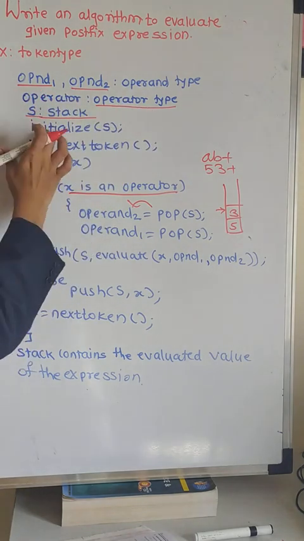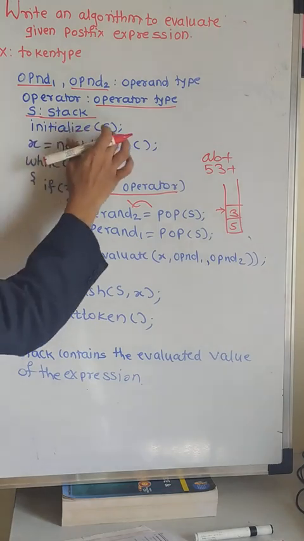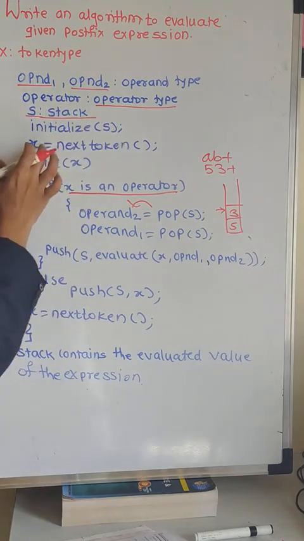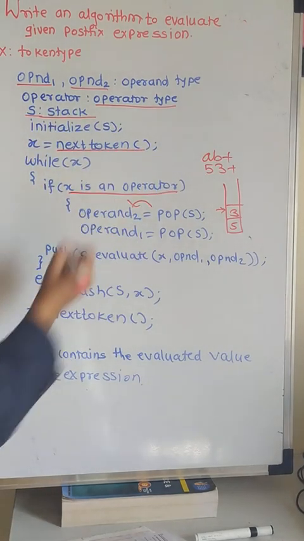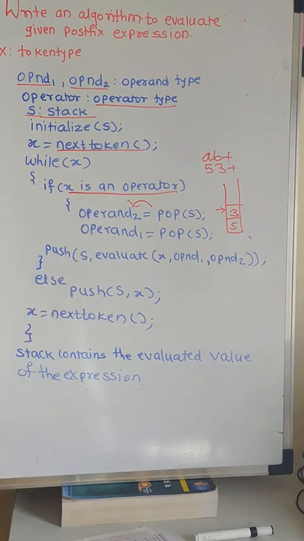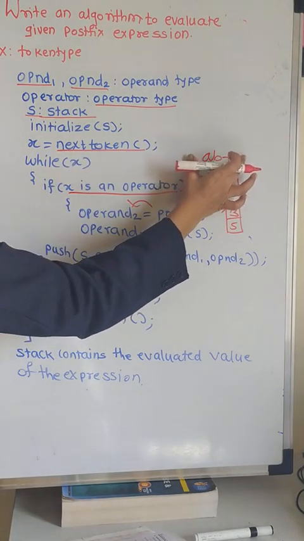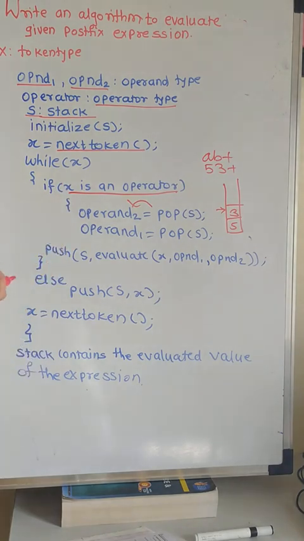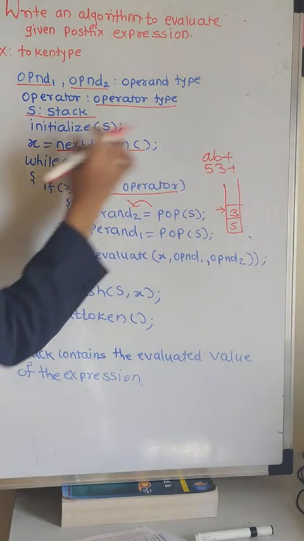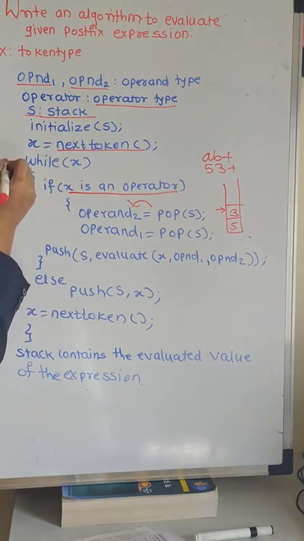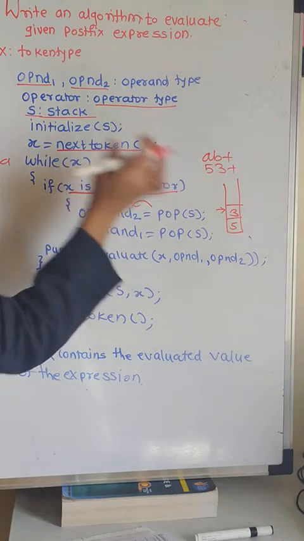Here we need to initialize the stack. Initialize the stack, then x equals next token. We are using one function, next token. Suppose your expression is a b plus, then we consider the first token a and store it in x. So x equals a. Then, while there is a token, what you have to do if x is an operator.